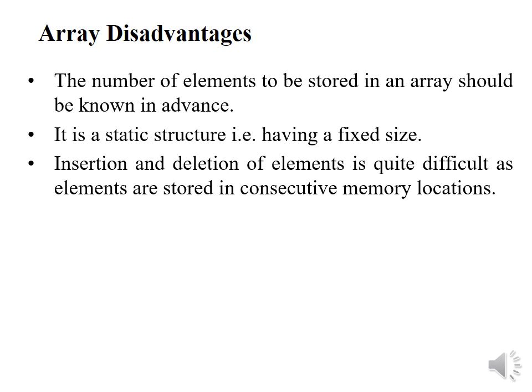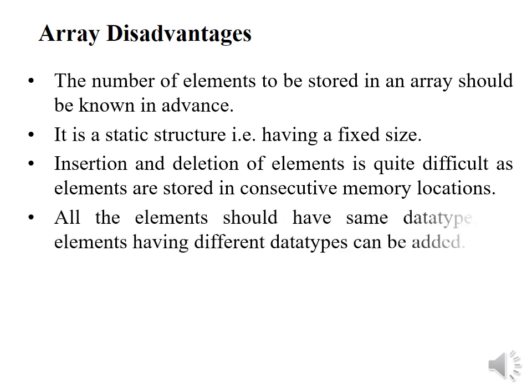Insertion and deletion of elements is quite difficult, as these elements are stored in consecutive or continuous memory locations. That's why insertion and deletion of elements is a costlier operation. All the elements should have the same data type, so no different data type elements can be inserted. So once I have created an array of integer data type, all the elements must mandatorily be of integer data type only. We can't store integer, float, character, double, these types of data types once the array is created. So you have to take care of these particular things whenever an array is to be created.